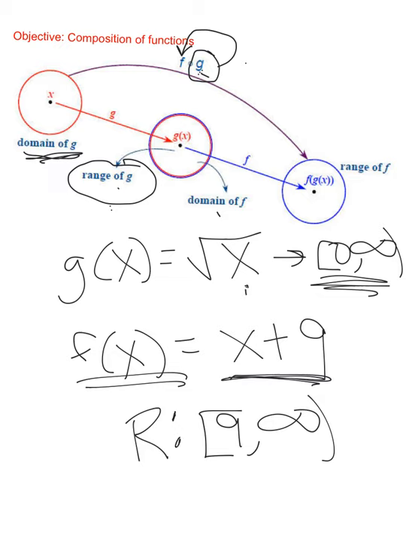So depending on the function, you really need to think about what are you plugging in, what are you getting out? Then what are you plugging in, what are you getting out? Because they have to overlap, right? So the domain of f is not allowed to just be all real numbers. It has to be 0 to infinity because we're doing this composition.